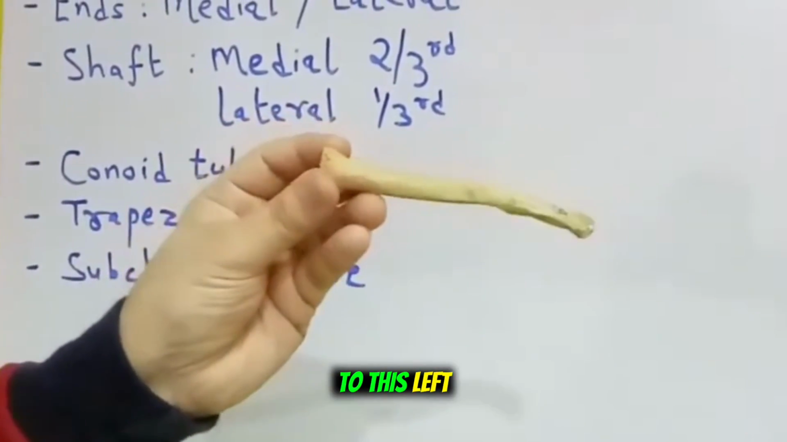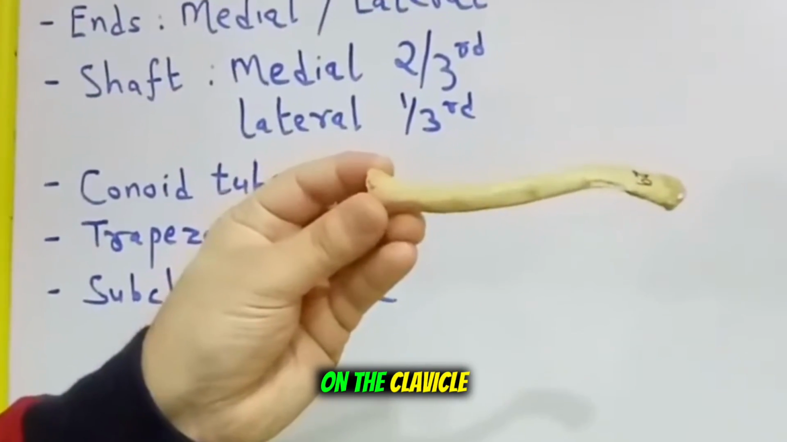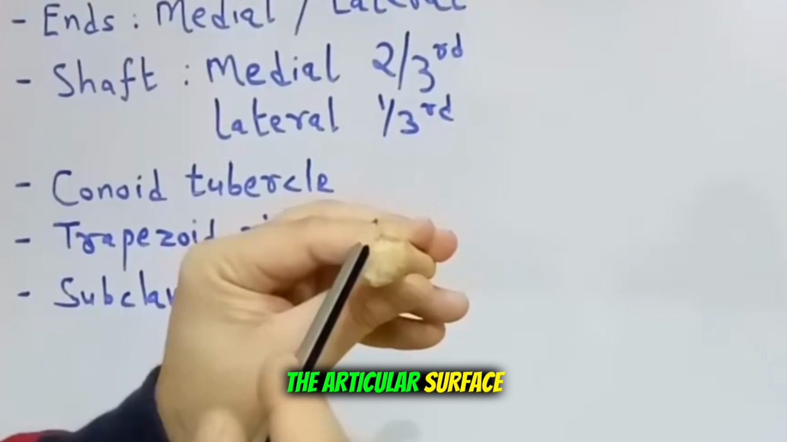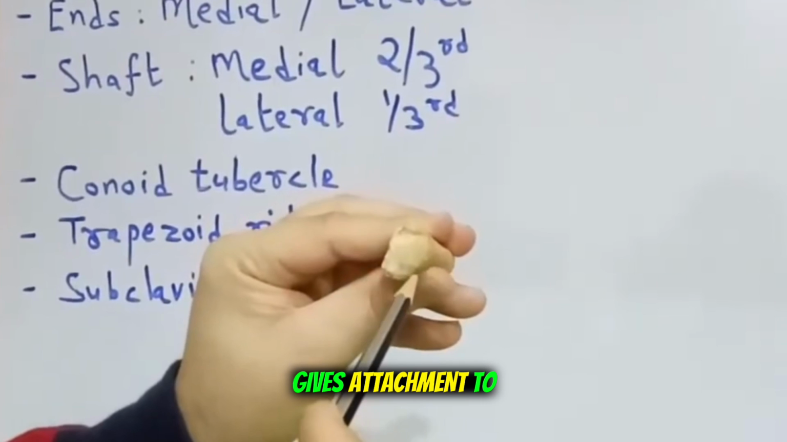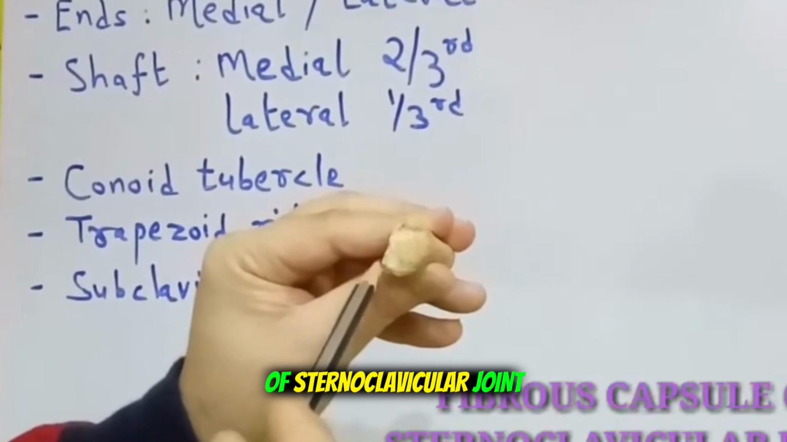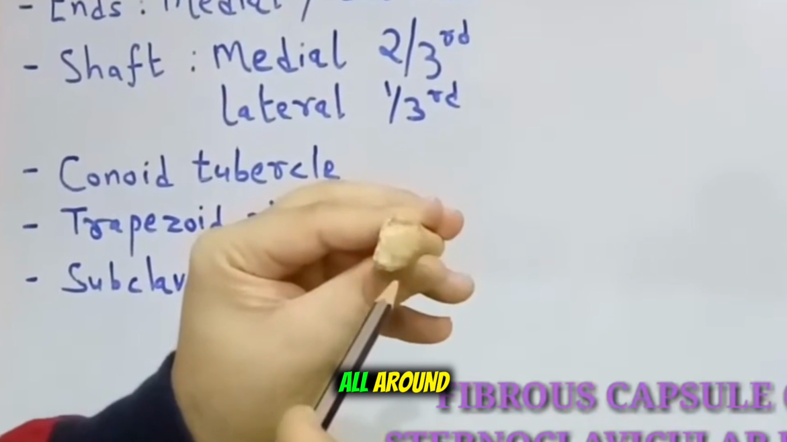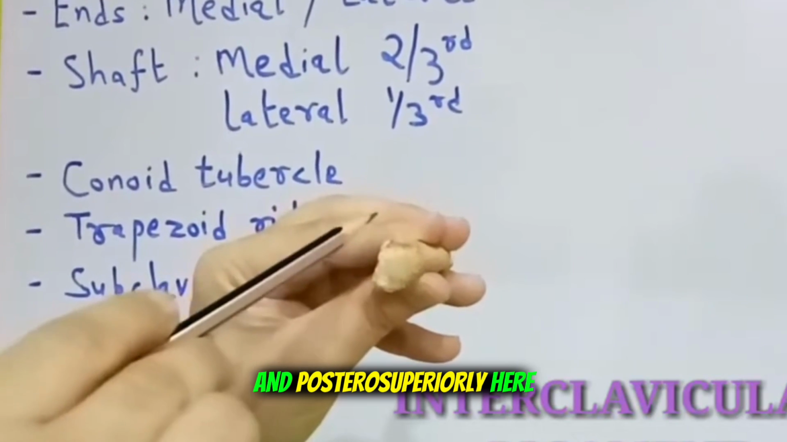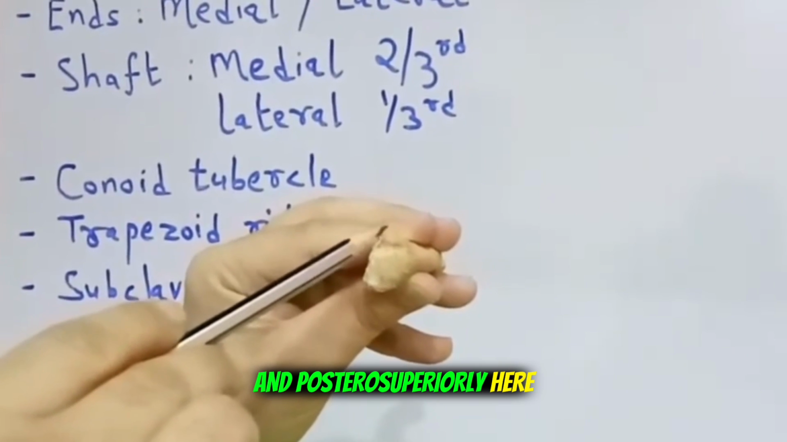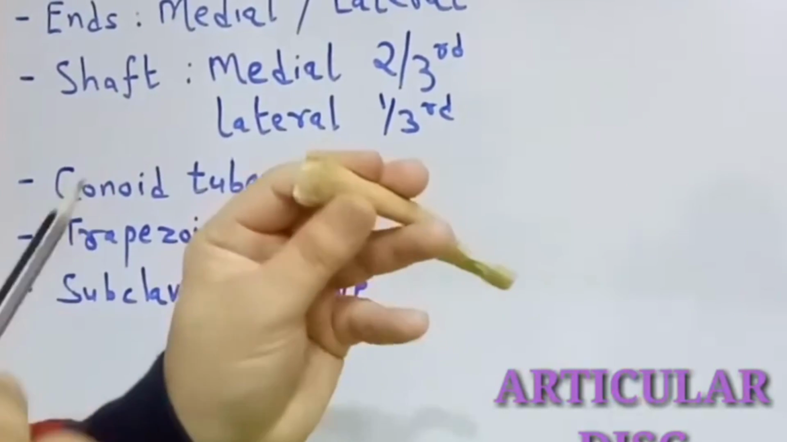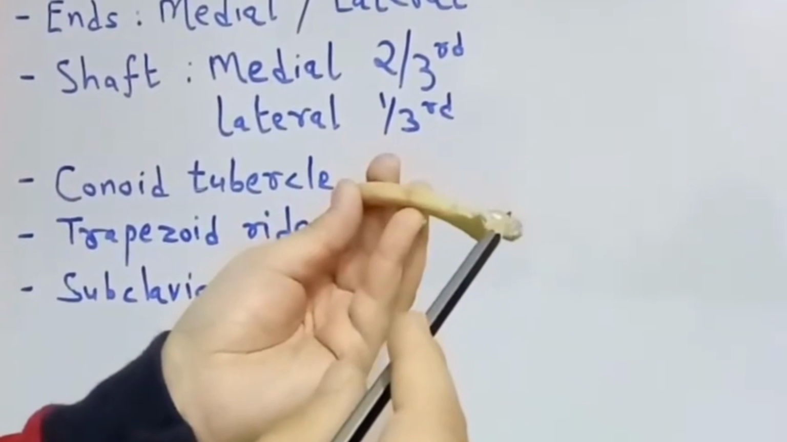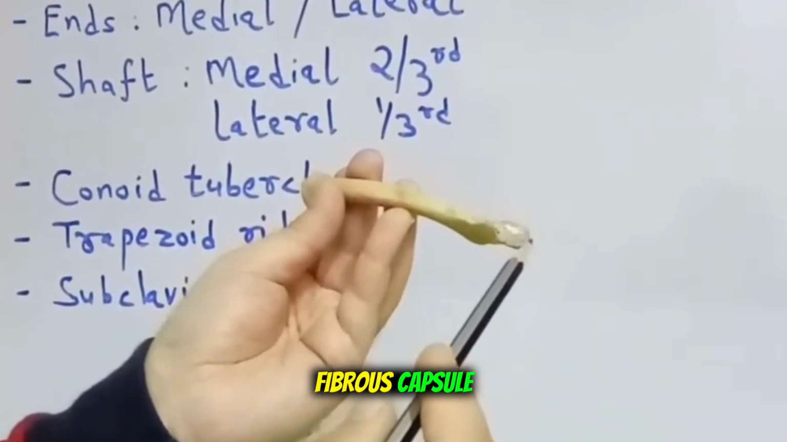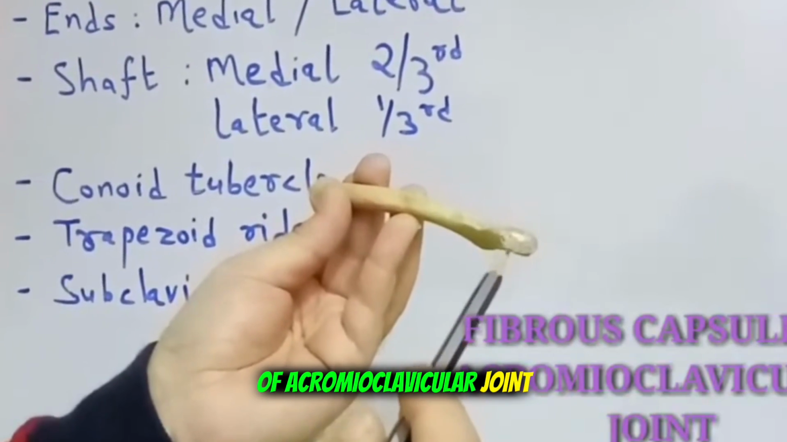Now coming back to this left clavicle, the main attachments on the clavicle. The margin of the articular surface on the medial end gives attachment to the fibrous capsule of the sternoclavicular joint all around, superiorly to the interclavicular ligament, and posterior superiorly here to the articular disc. Around the margin of the articular facet on the lateral end, there is attachment of the fibrous capsule of the acromioclavicular joint.